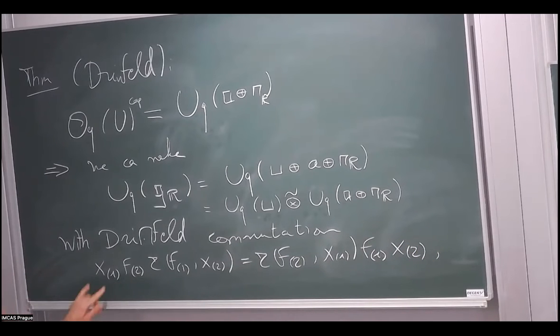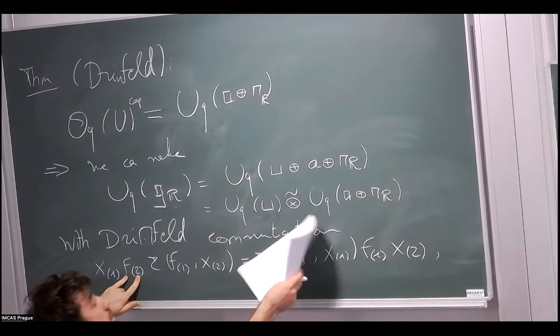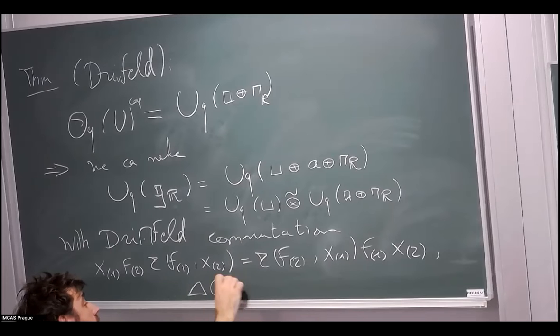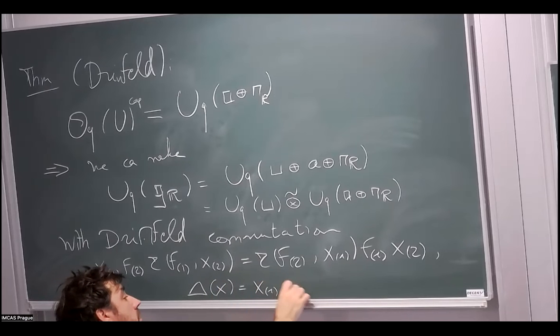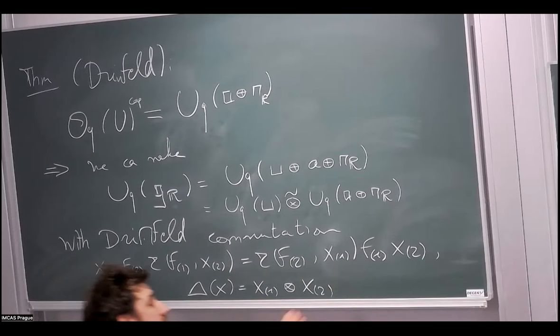So there is between an element of U_q(U) and something in U_q of A plus N_R a specific commutation relation where I use these mysterious symbols, which are known as Sweedler notation, which just give you a very handy way to denote the components, the factors of the coproduct of X. Same thing for that.